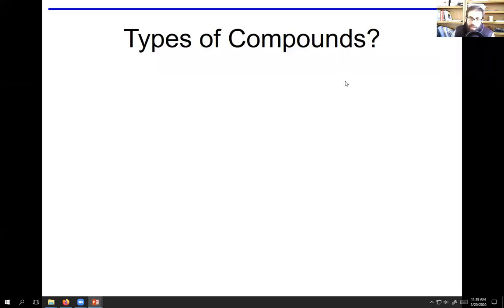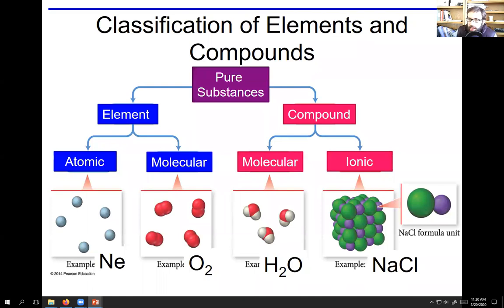All right, so now we know how to, from the last video, draw the Lewis structures of different atoms or elements, right? And so now we're going to get into drawing Lewis structures of compounds eventually. But before we do that, we have to talk about what different types of compounds there are. And so we can classify all of matter. We did this during one of the earlier chapters.